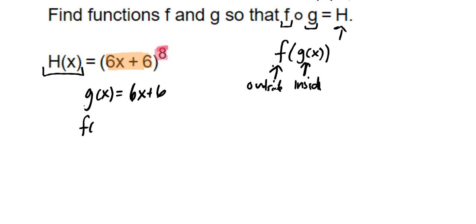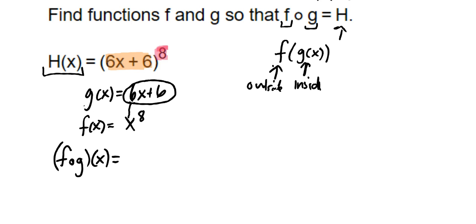So we're going to make our f of x, our outside function, x to the 8th power. So that when we compose f composed with g, we're substituting that 6x plus 6 in for the x in f of x. So that becomes 6x plus 6 to the 8th power when you compose it.